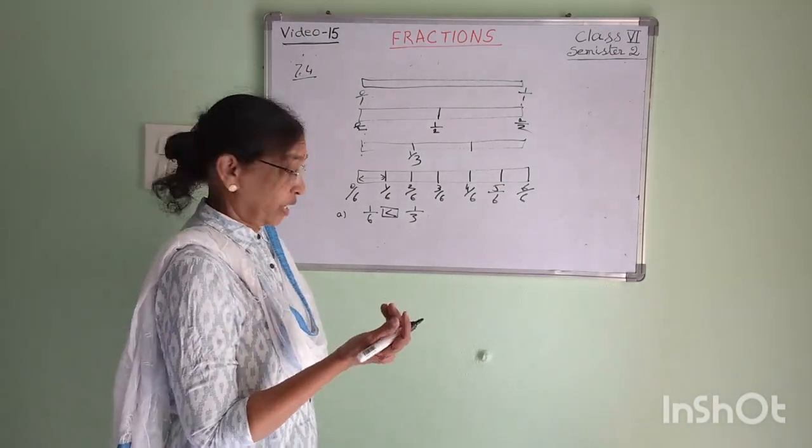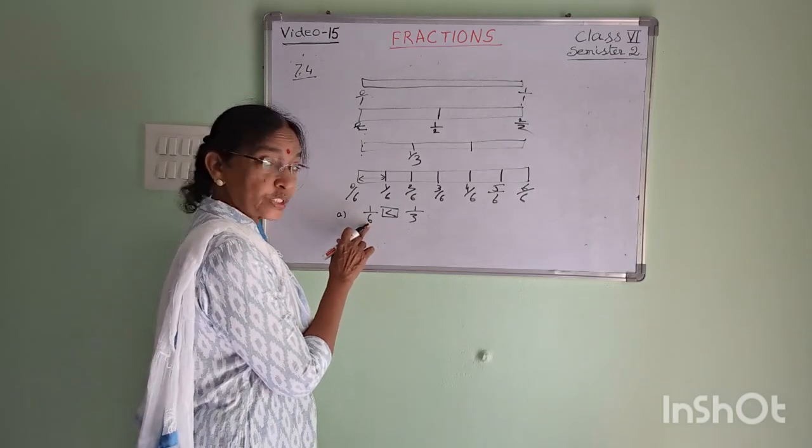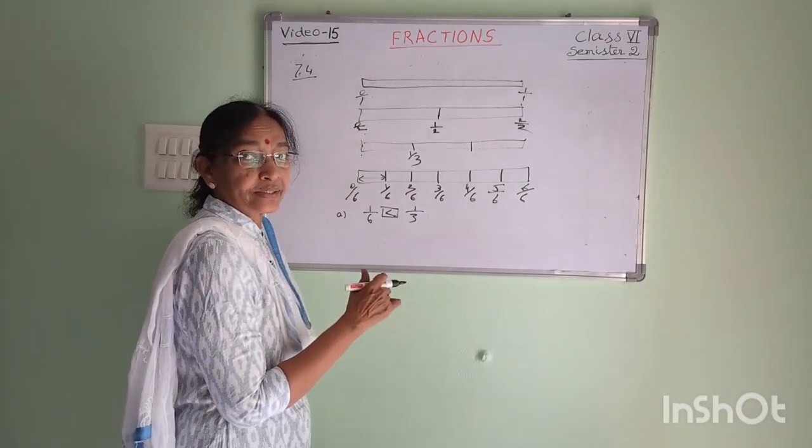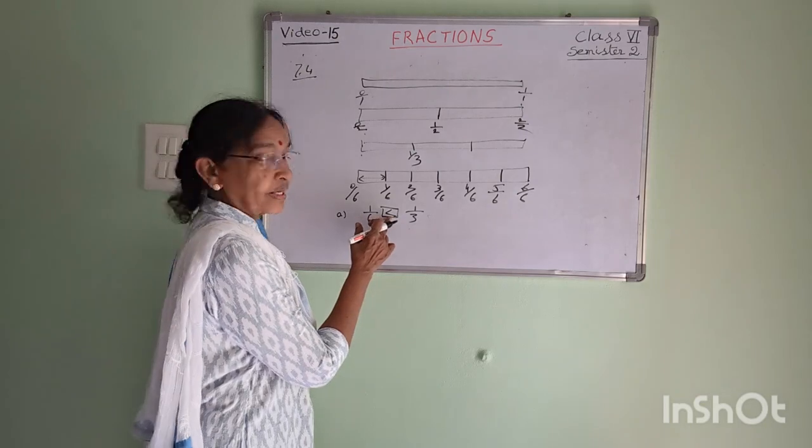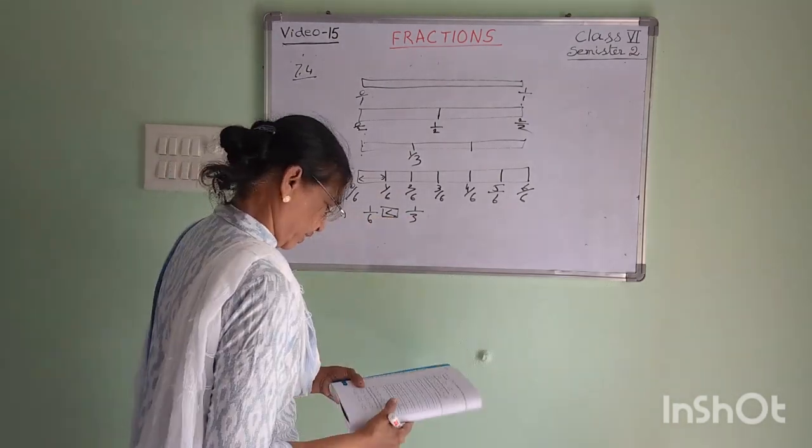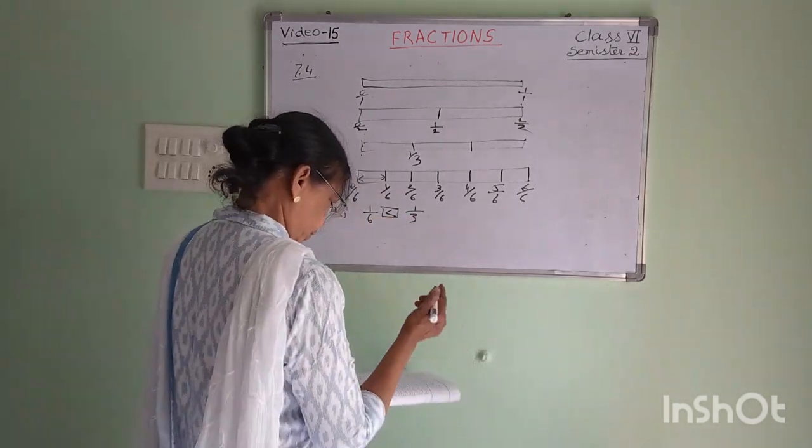According to our logic also, the fraction whose denominator is greater is lesser. Therefore 1 by 6 is less than 1 by 3. Thus we can solve by two methods also.